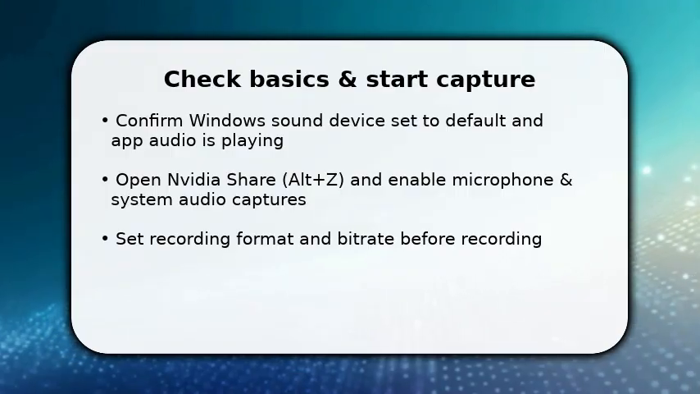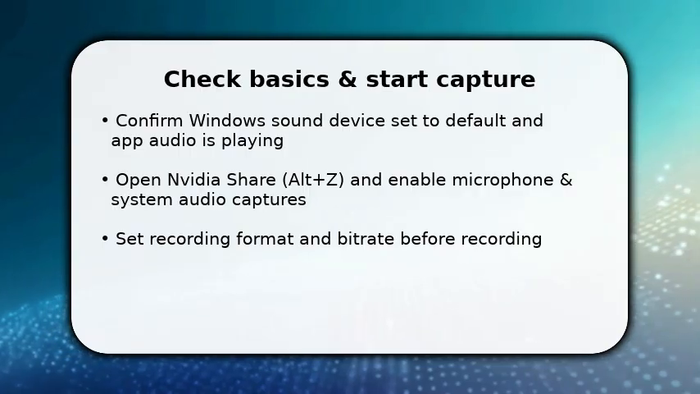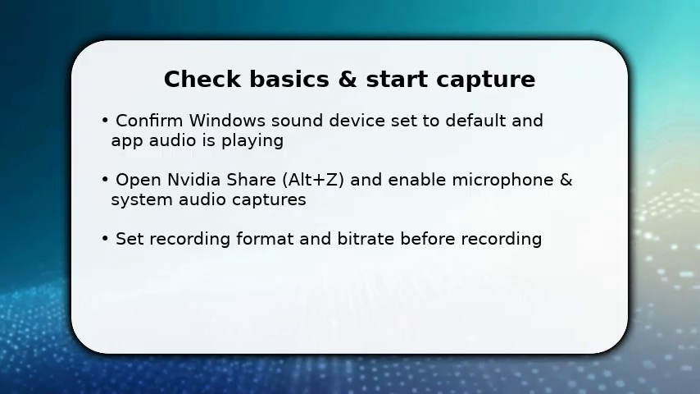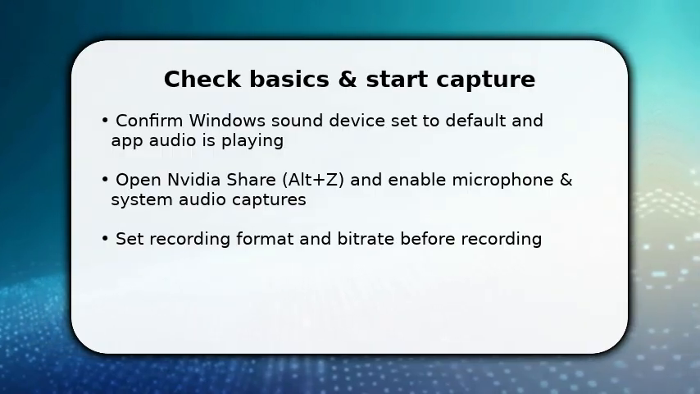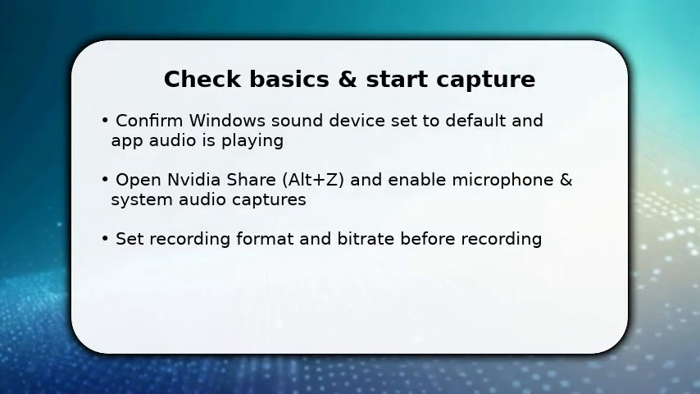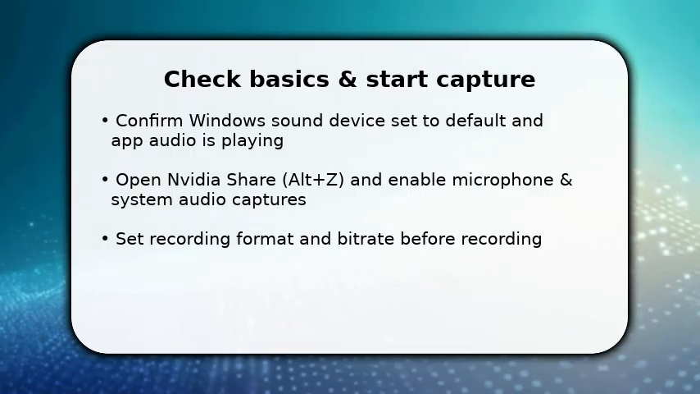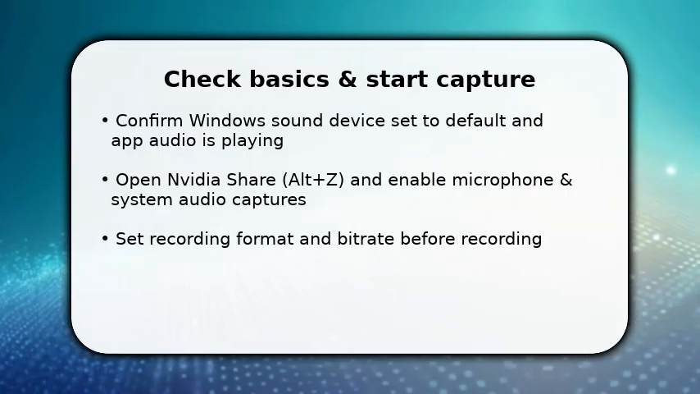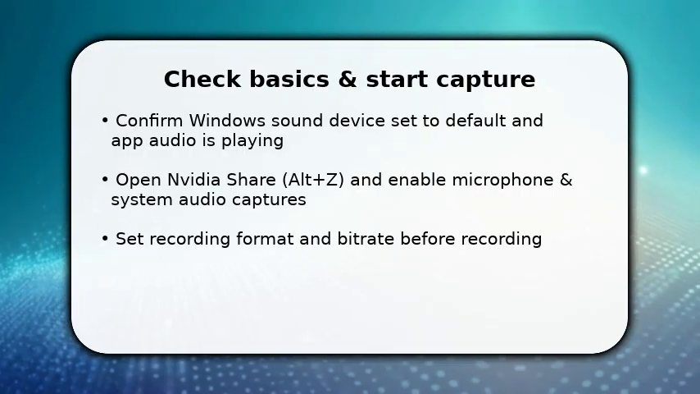You begin by confirming Windows uses the correct default playback device. This matters because Nvidia captures whatever the system reports. Once done, open Nvidia Share with Alt+Z and go to Settings Audio to enable system and microphone capture. Make sure the app you want to record is producing sound while you test.